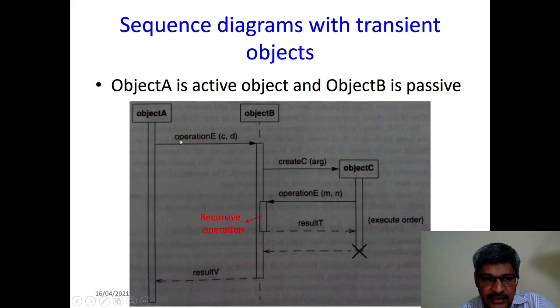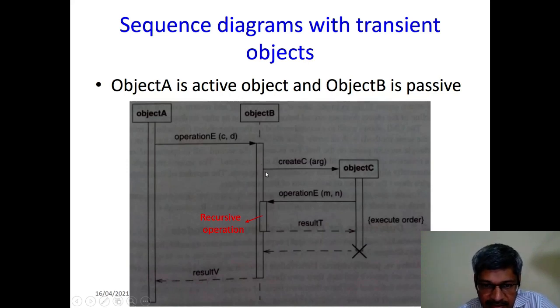See this one here. Object A is calling this operation E, with input parameters C and D, on object B. That's when it came to the active state and is activated, and that's what the rectangle is showing. Within that particular method time, from the beginning till the end of that method, until you send back the response, it may call other objects.